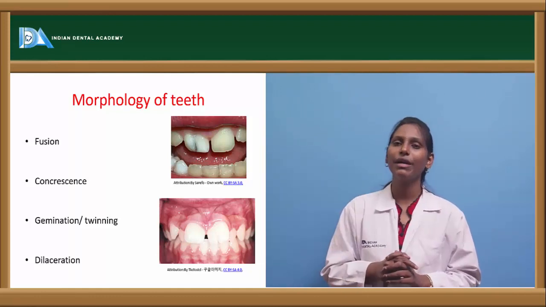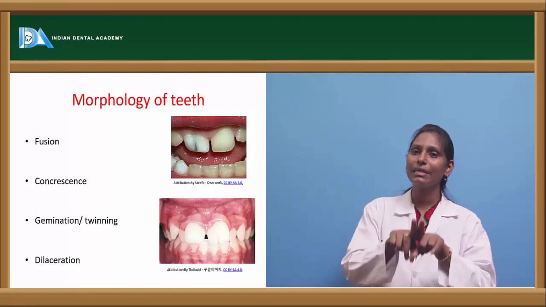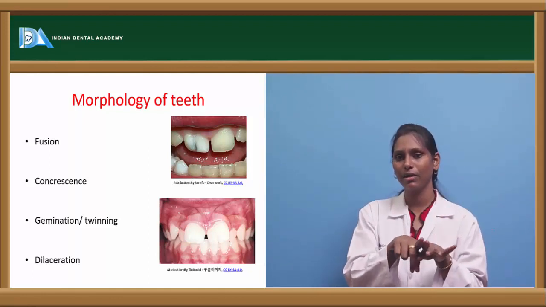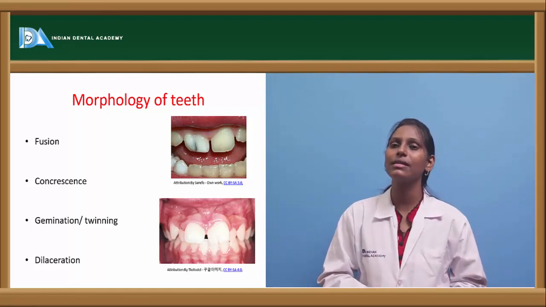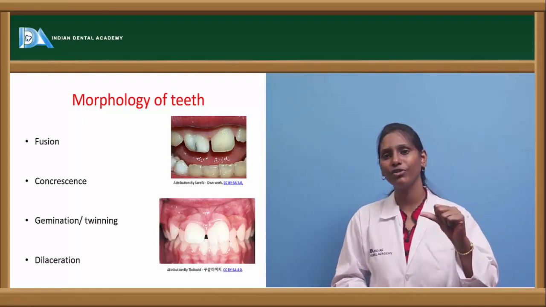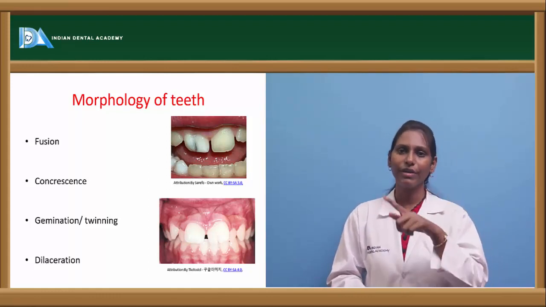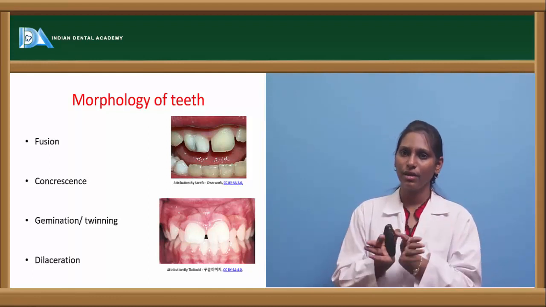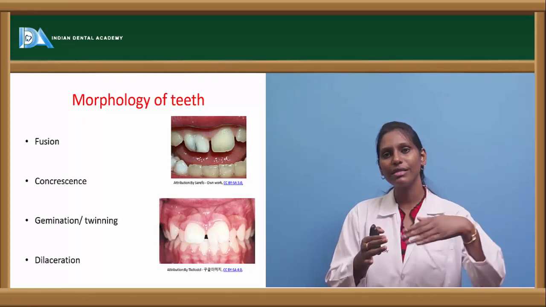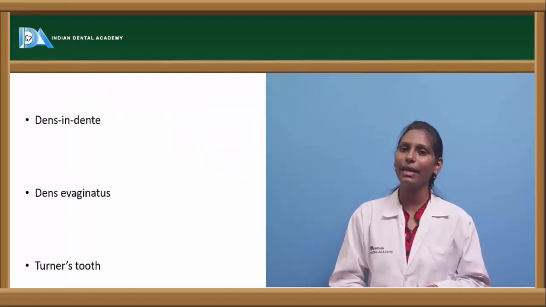Concrescence is a condition where two teeth are fused at the cemental region. In the root region, they are fused at the cementum area. This is nothing but concrescence. And we have something called dilaceration. Dilaceration is nothing but curving of your root. Curving of the root is seen, that is, at the root apex or at the middle third of the root, we see curved roots. This is nothing but dilaceration.